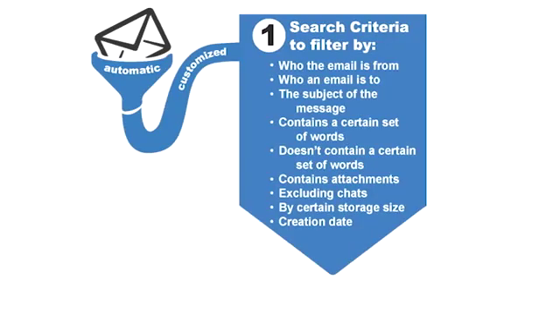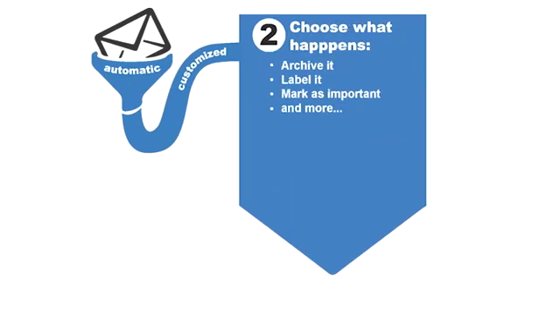It is a 2-step process to create a customized and automatic filtering rule. In the first step, you set up a search criteria to filter the email by. This criteria could be by sender, subject, group, or by the message's contents. In the second step, you can then have the filtered email take a variety of actions, such as adding labels, archiving it, or marking the message as important.